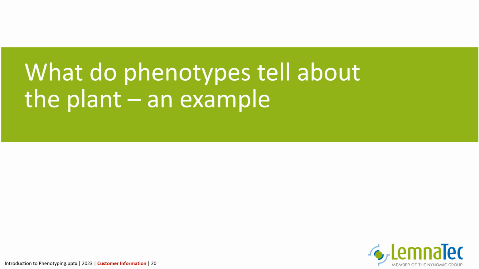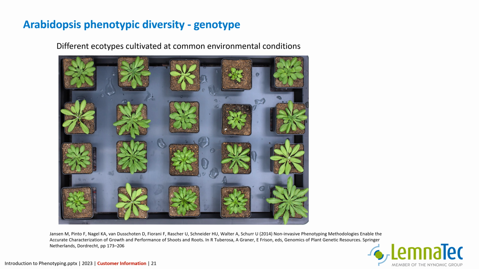What do phenotypes tell about the plant? Let's have a closer look with an example. Here you see a tray with different plants. All plants are Arabidopsis thaliana. All have been grown with the same environmental conditions. They differ because they are different ecotypes, so they differ on the level of genetics. They do not differ on the level of environment because the conditions have been kept same for all the plants.